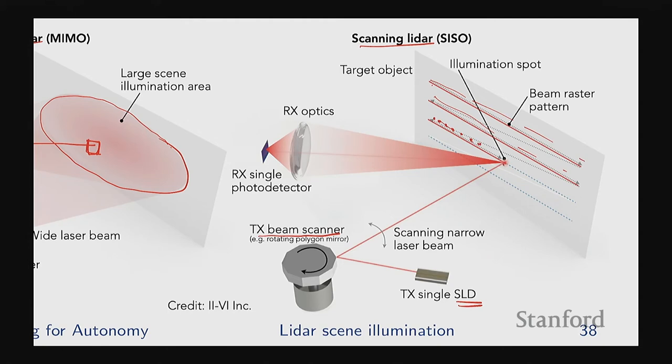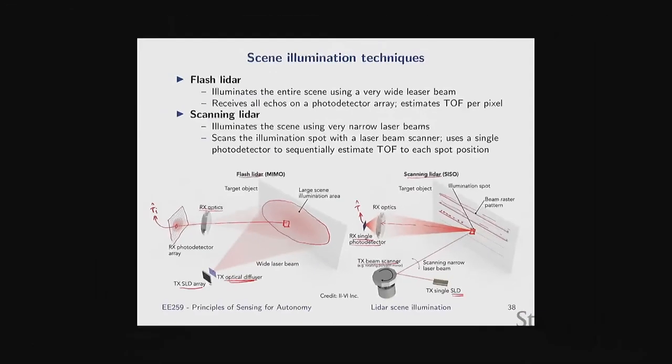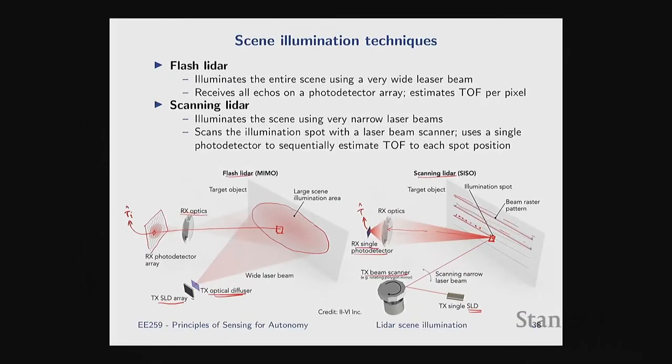And at each point, depending on where it's pointing, again, light reflects back, goes through the receiver optics, and then you just use a single photo detector, just one pixel. And that pixel gives you a time of flight, tau hat, which determines the depth to that one point in the scene. And then you go to the next, and then you go to the next. So scanning LiDAR kind of builds your 3D map sequentially, versus flash LiDAR is just one shot, gives you everything. So which is better?